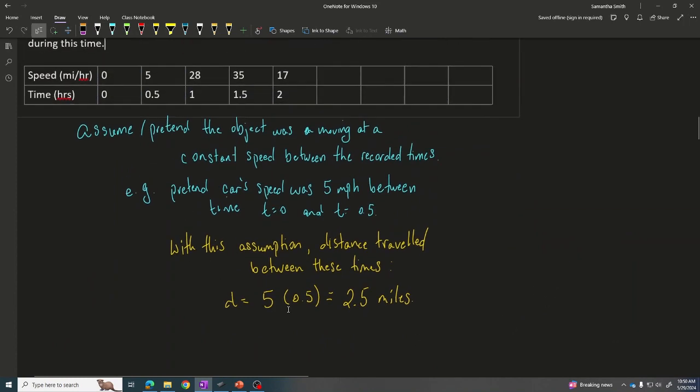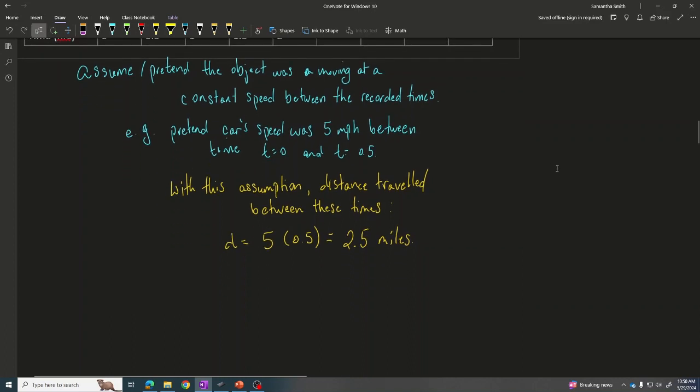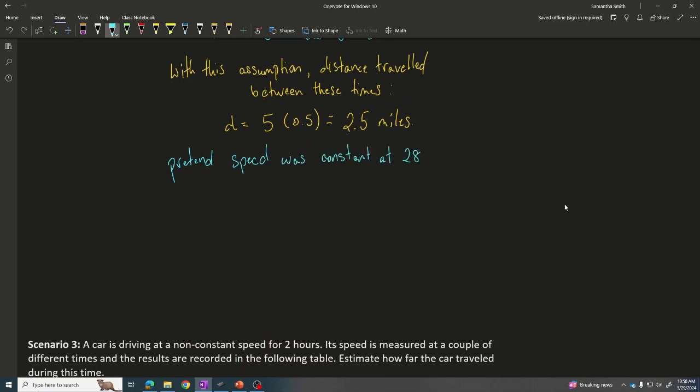I'm going to make a similar assumption about each of these other time intervals as well. I'm going to, for example, just pretend that the car's speed between 0.5 hours and 1 hour was a constant 28 miles per hour. With this pretense, with this assumption, I now have enough information that I can do a calculation. Because if I assume slash pretend that the car's speed was constant between these two times, then I have enough information to estimate the distance traveled.